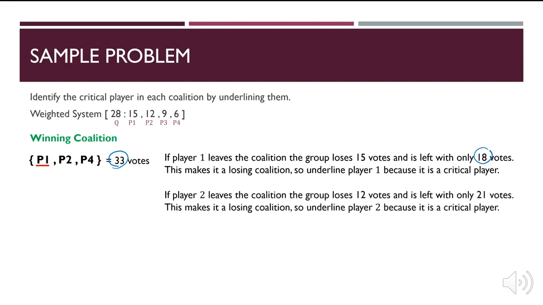If player 2 walks away, player 2 takes 12 votes with them. 33 minus 12 is 21. That means the team goes from winning to losing. We underline player 2 as critical.